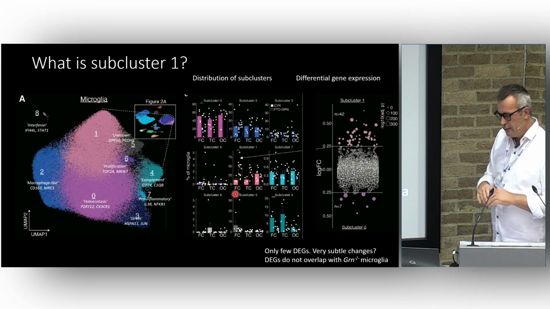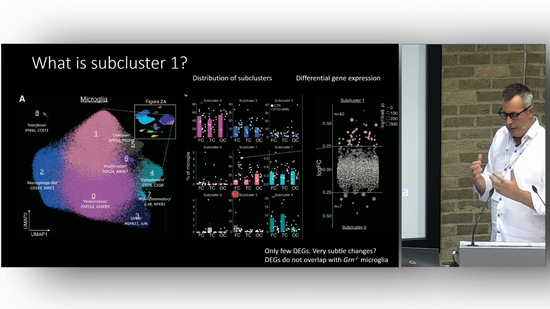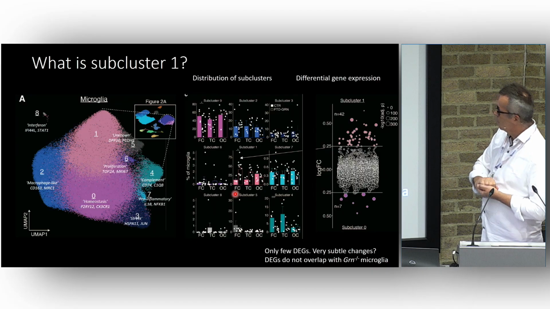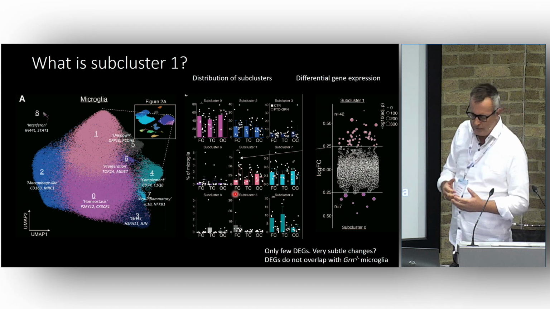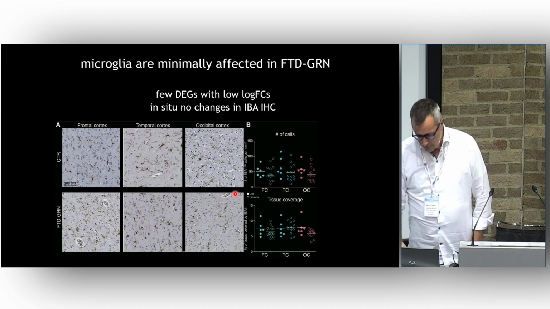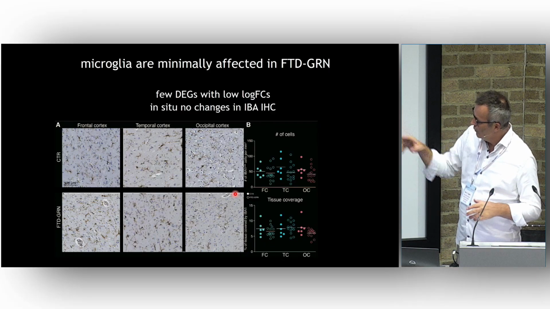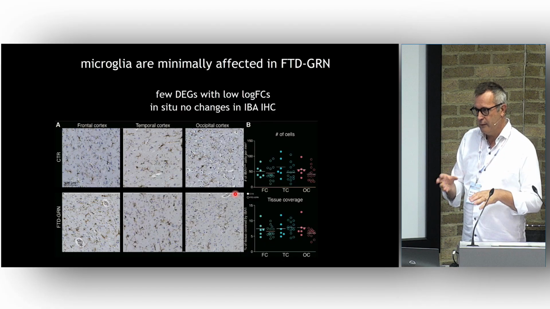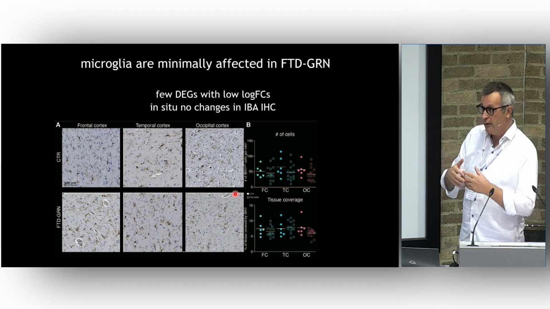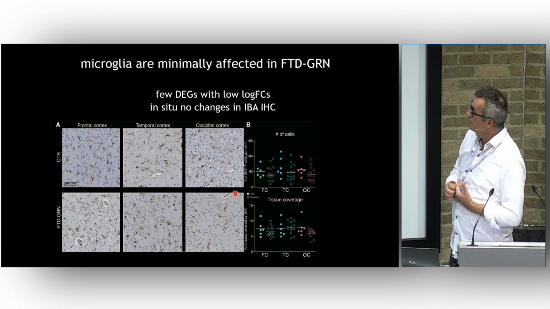Even with very lenient log-fold changes, we could not find very many genes, so we really don't know what is going on. But what we do know is that the changes in gene activity in these microglia are very subtle. And then we went back to the tissue and immunostained it. We looked at morphology, we looked at the number of cells per surface, we looked at the area covered by IBA1 signal, and none of it was different between cases and controls.